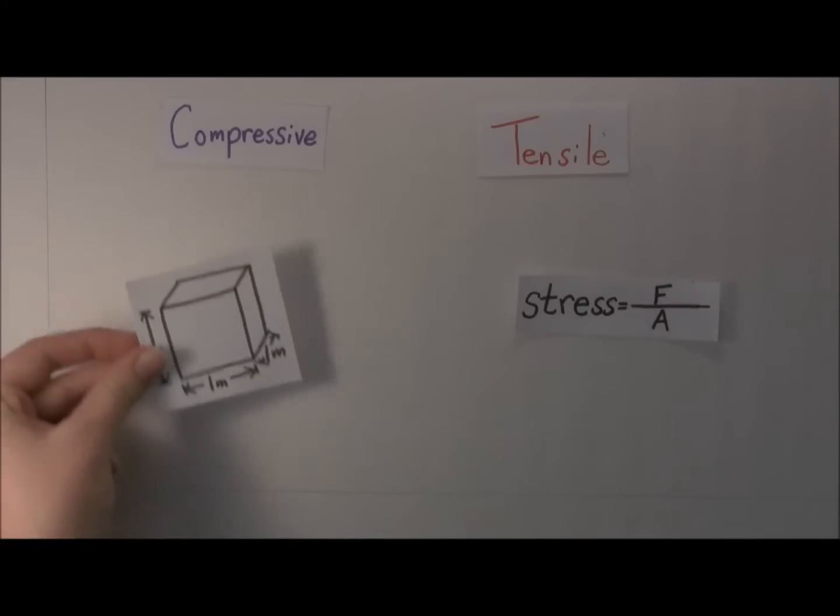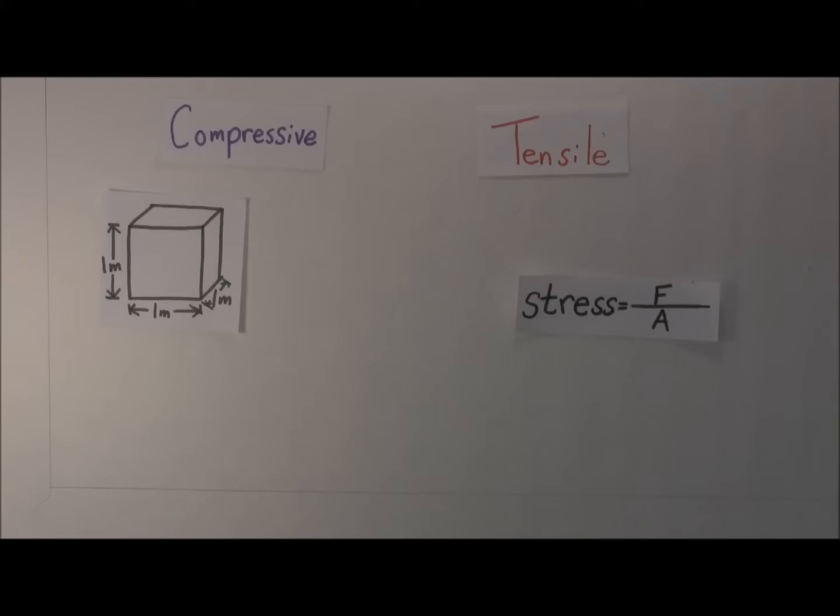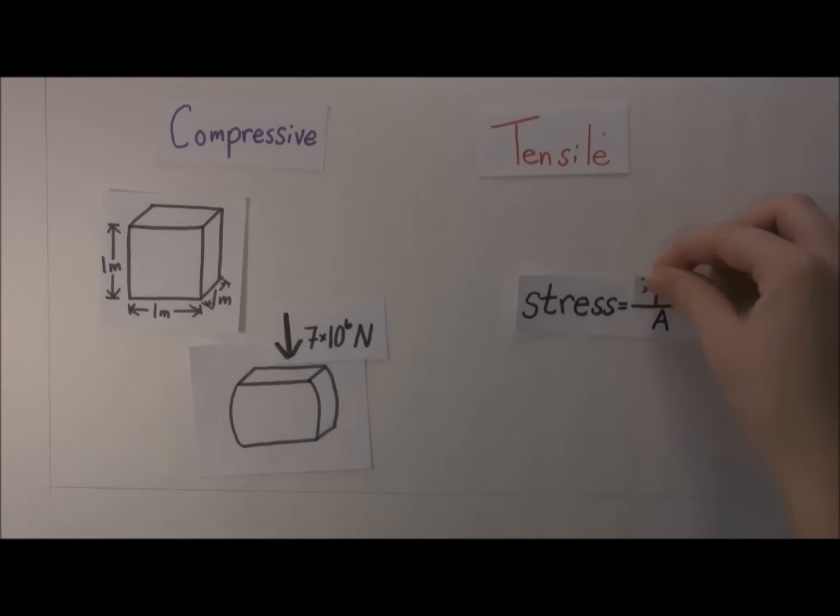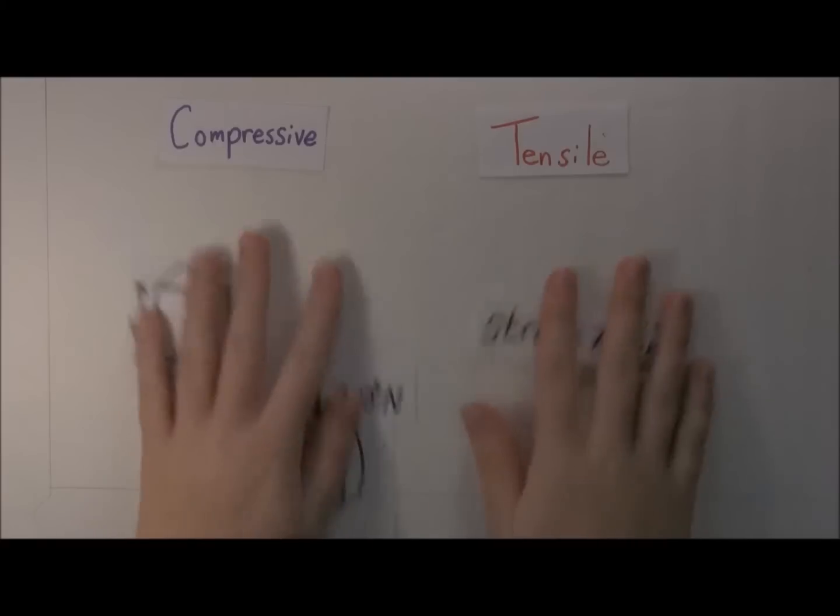To get an idea of what we mean by stress, let's take an example. Say we have a cube. Each edge is 1 meter. We compress it with 7 million newtons of force. The stress is the force over the area it's applied on, 7 million newtons per square meter.